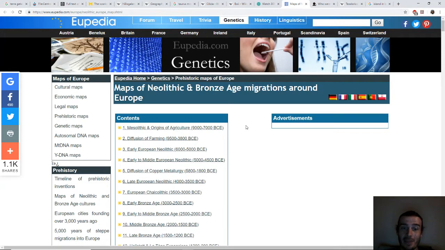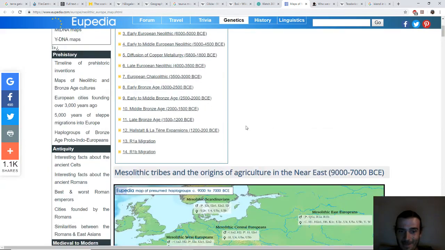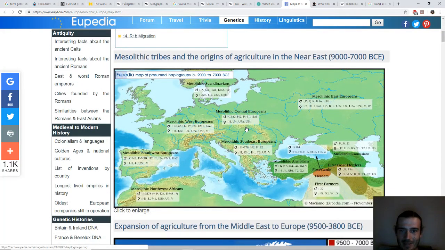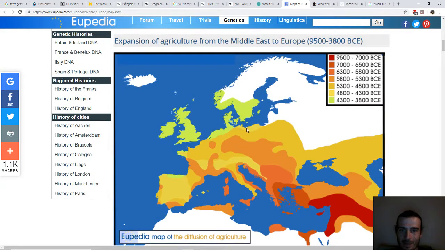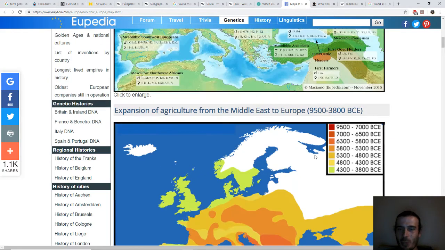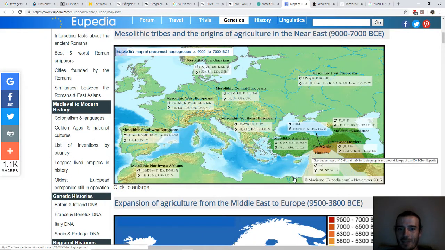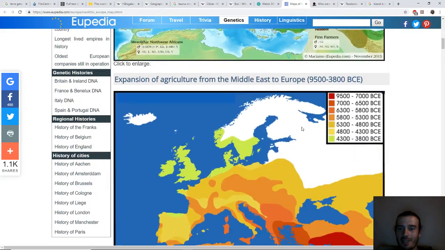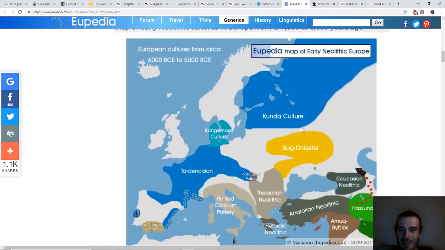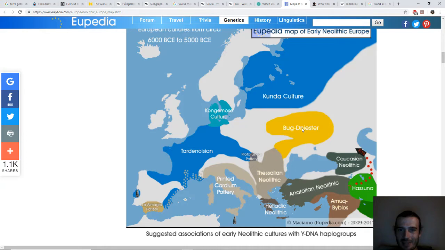Here are some maps of the general migrations accepted today. Expansion of agriculture from the Middle East to Europe. That's one thing you will notice a lot today. A lot of them say they came from Africa or the Middle East and from there went to Europe. That's incorrect, based on what Densuchanu says and his sources.